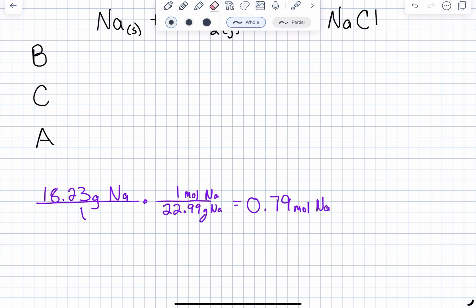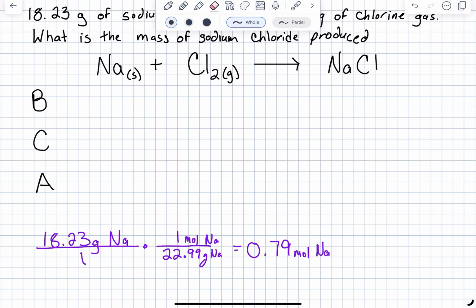So going back to our problem, I now know that I have 0.79 moles of sodium. That's going to be my starting amount of sodium. So I'm going to go ahead and fill that in my chart.